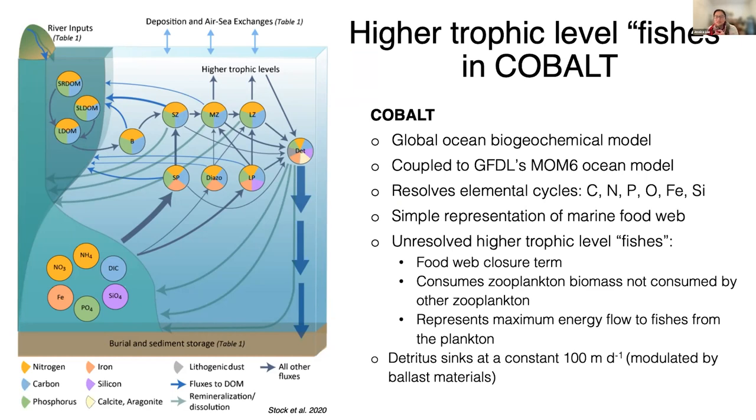And also here in the standard COBALT model published in Stock et al. 2020, the detritus sinks at a constant 100 meters per day and is modulated by ballasting materials, but it sinks relatively slowly.